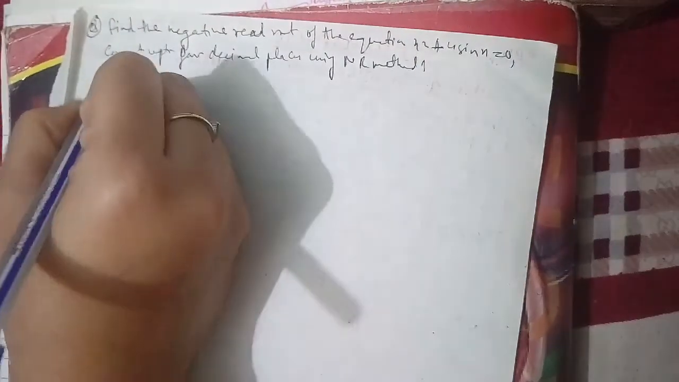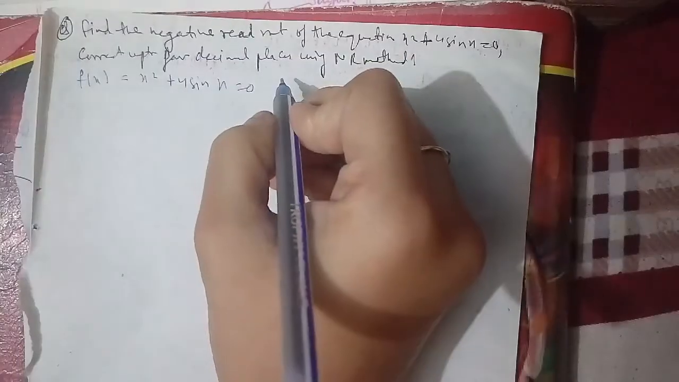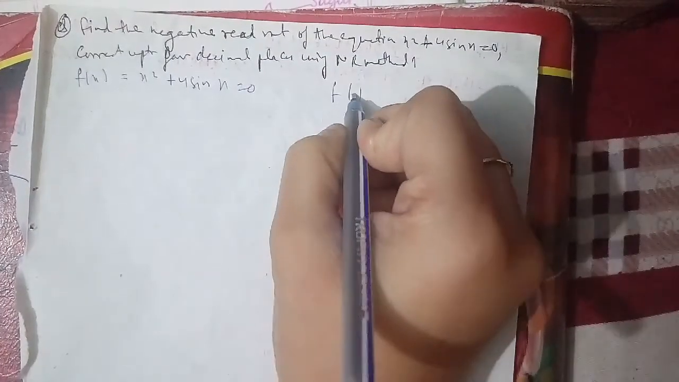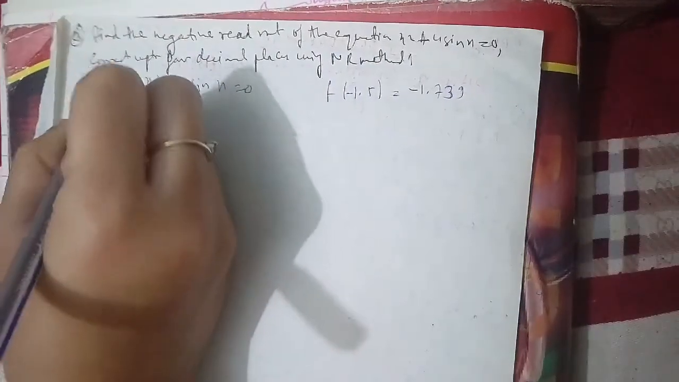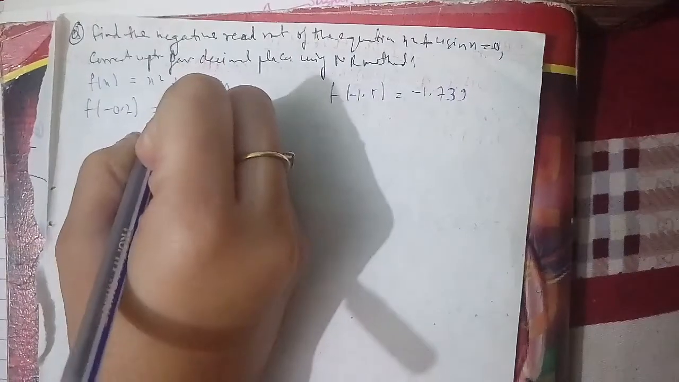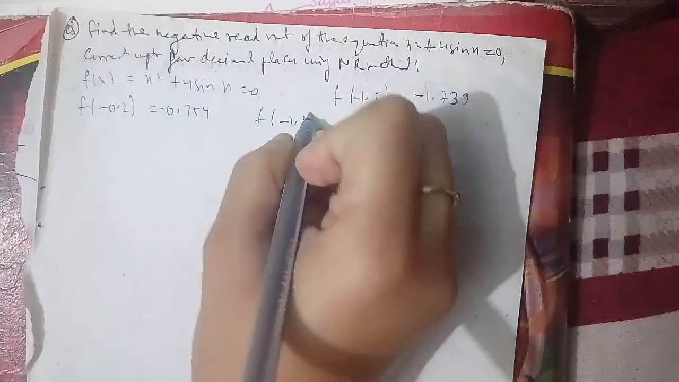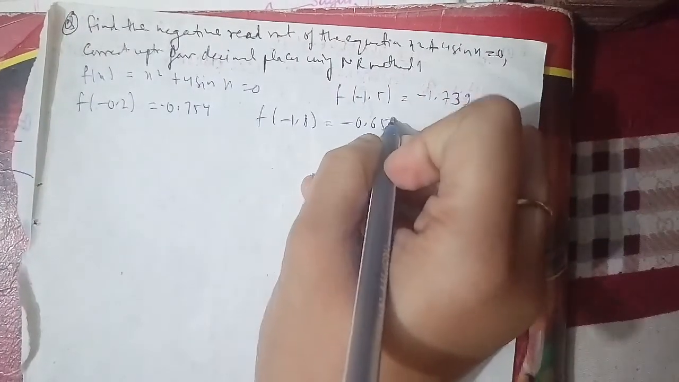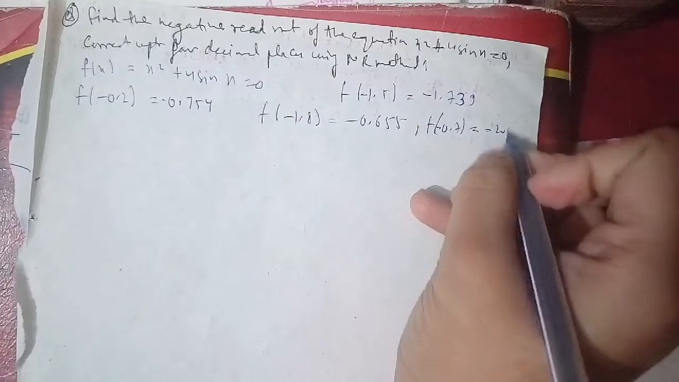Let us try the following negative values of x to establish the interval in which the root lies. So f(x) = x^2 + 4 sin x = 0. f(-1.5) = -1.739. Next, f(-0.2) = -0.754. f(-1.8) = -0.0655. f(-0.7) = -2.08.